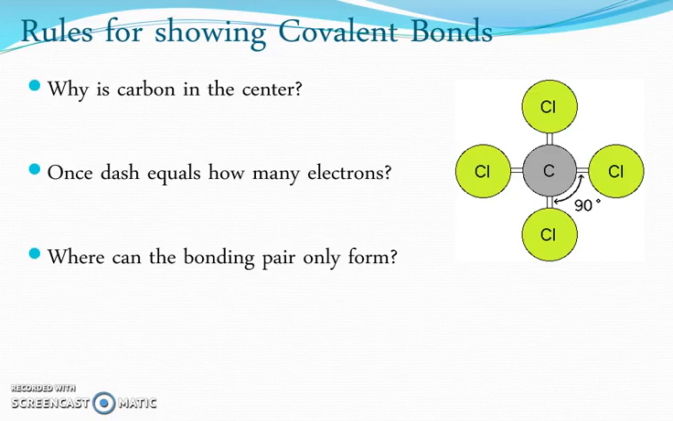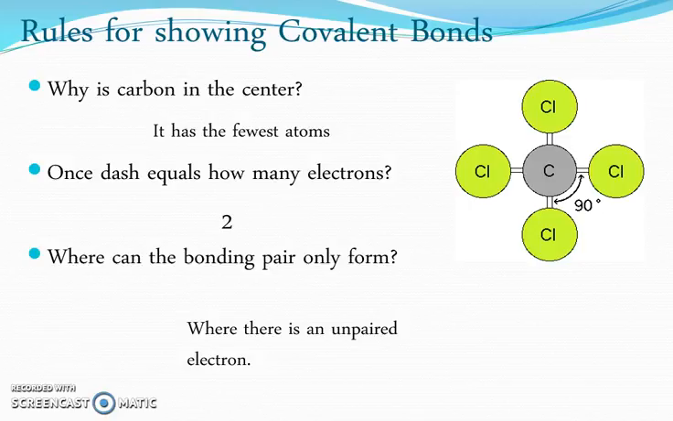So the rules for showing covalent bonds. Why is carbon in the center? Alright, carbon is in the center because it has the fewest atoms. One dash will equal how many electrons? Alright, 2. Like we discussed before, every time there's a dash, there's going to be 2 electrons. So they can only bond in the areas where there is an unpaired electron.